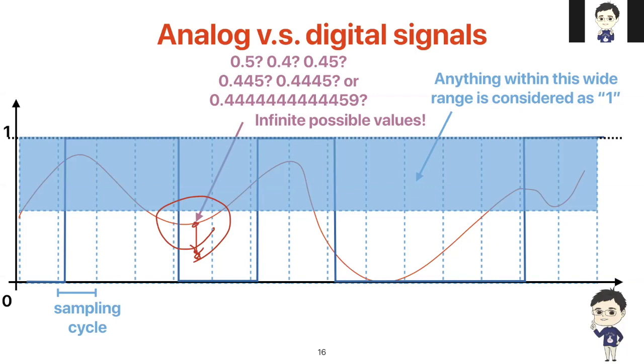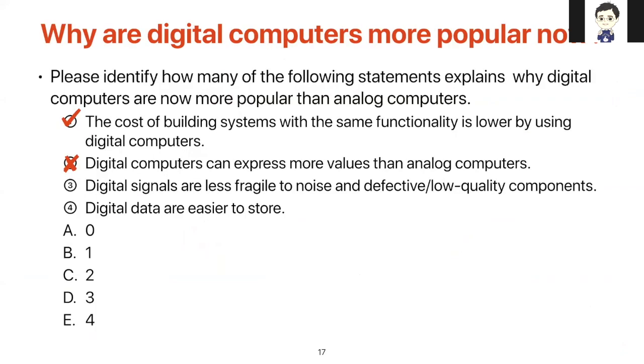However, in a digital circuit, if for some reason my signal decays and drops to this line, I still can tell it's a zero, right? So if you look at that, you will learn that digital signals are less fragile to noise and defective low quality components. All right, so let's talk about the storage of digital signals.